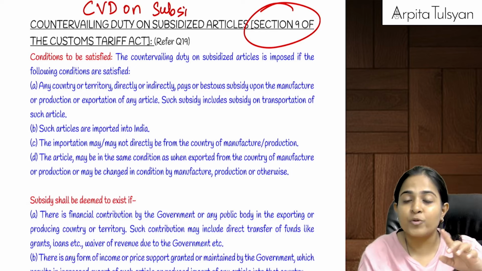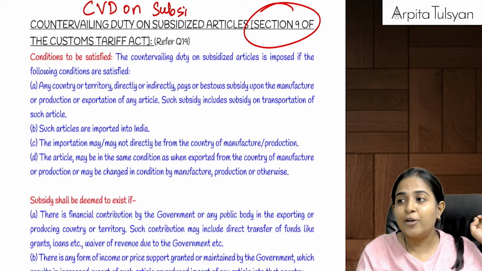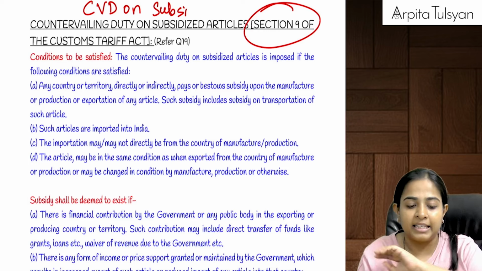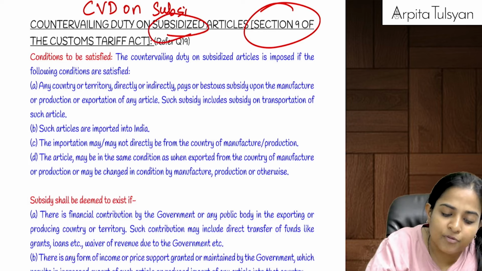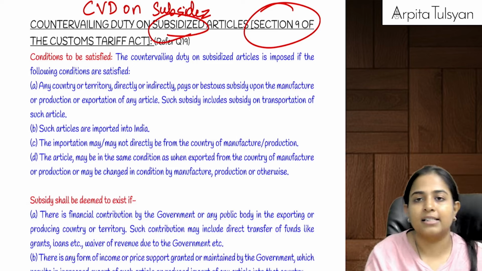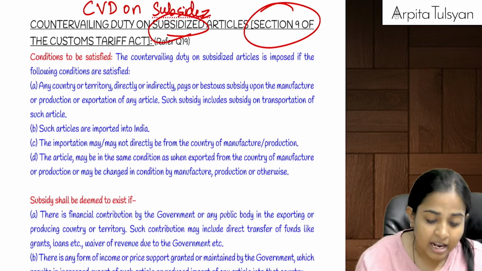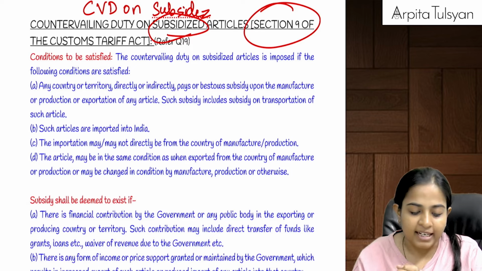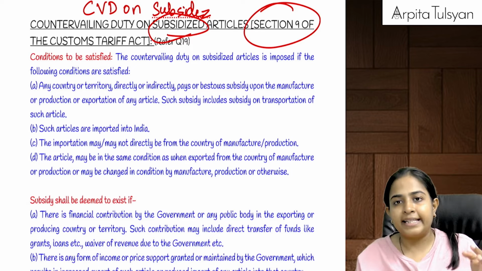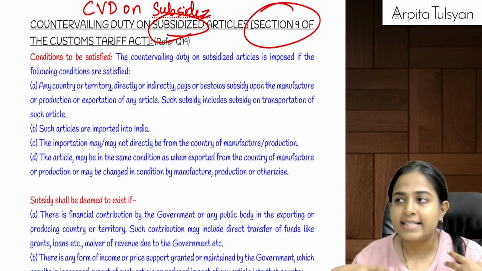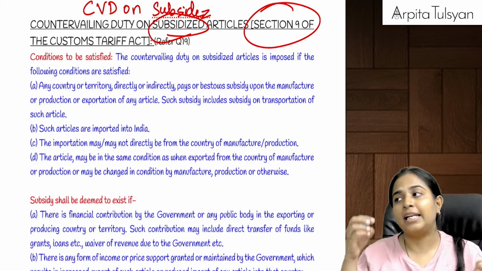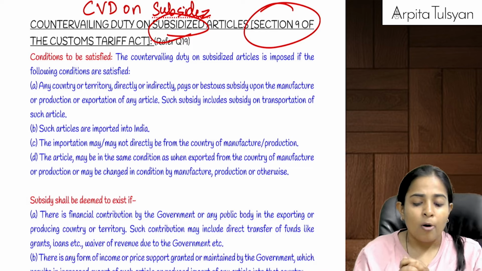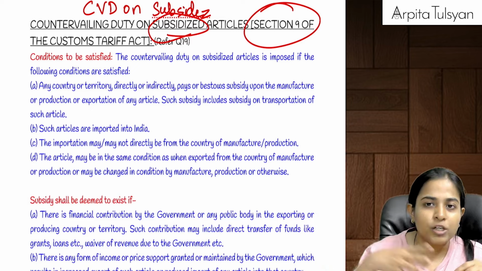Okay, don't confuse it with the special additional duty of section 3(5). Don't confuse, just remember this phrase: countervailing duty on subsidized articles. Now here they are telling that, let's say India is importing some goods from Japan. I'm just taking the example of Japan.